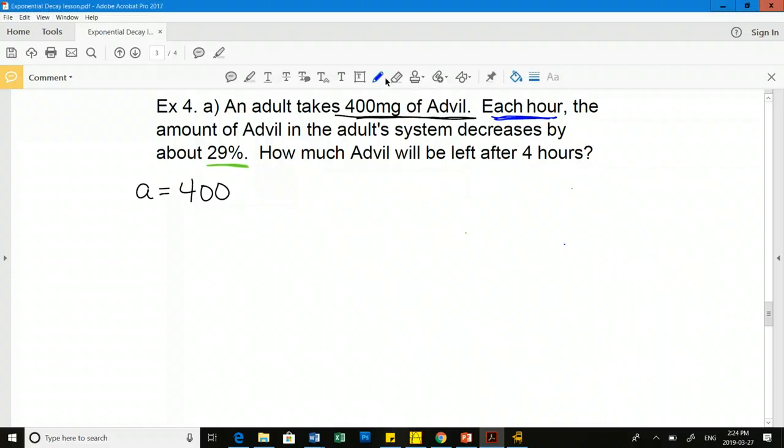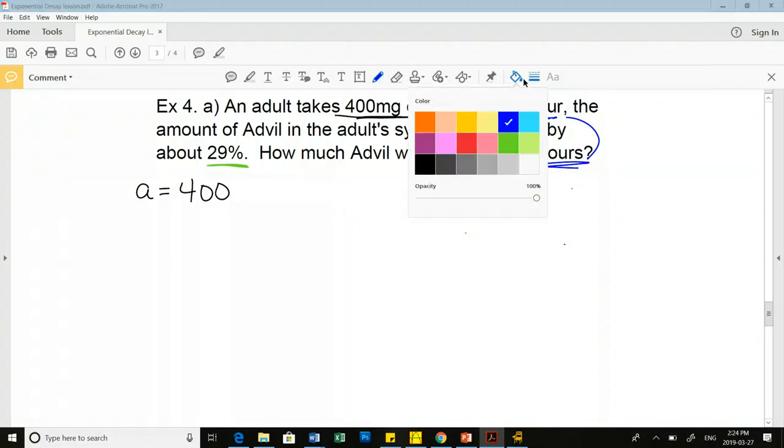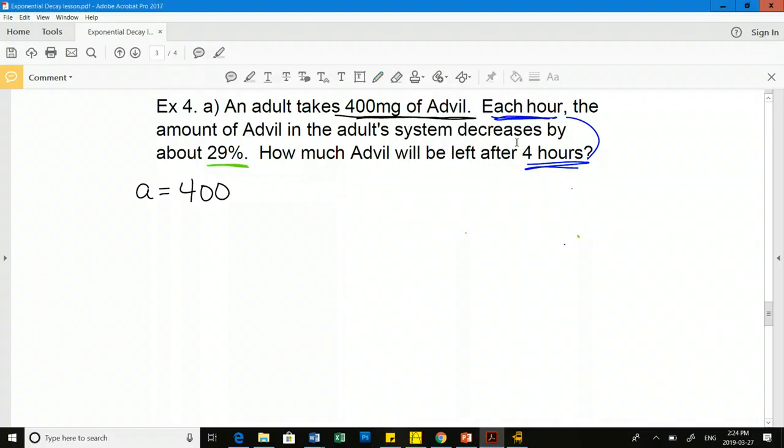So we're going to underline that one with blue because both of these have to do with X, time components here. Okay, 29%. What is my B value? If I'm looking for how much Advil remains, so if 29% exits the system each hour, how much remains each hour? So what should my B value be if it's 71% remaining? 0 point, just not percent. We already changed it from a percent into a decimal, so 0.71.